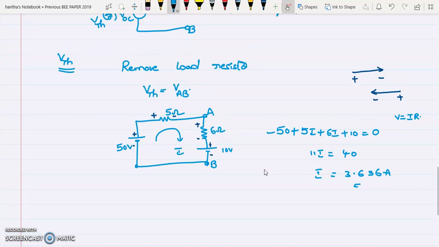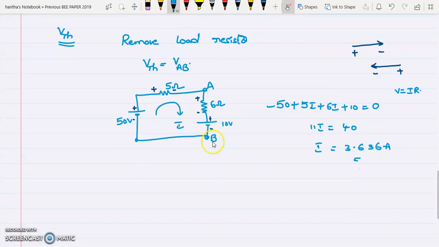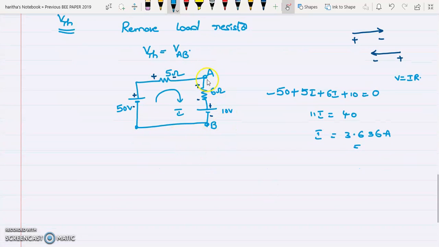But what is our aim? What we have to find out? We have to find out the Thevenin's voltage, not the current. Now find out the voltage. Voltage across what? Voltage across this AB terminals. So V Thevenin we are finding. So across this AB terminal, write the elements in between A and B terminals.